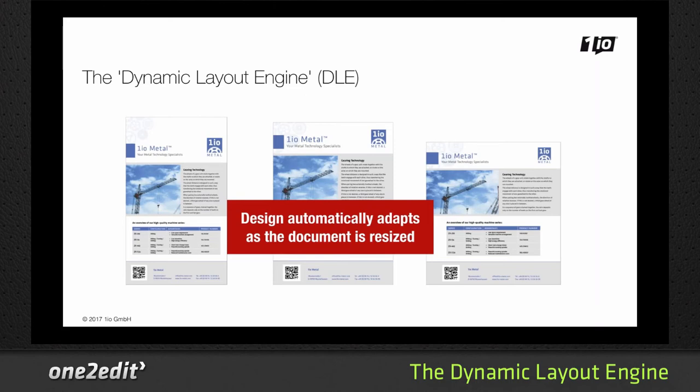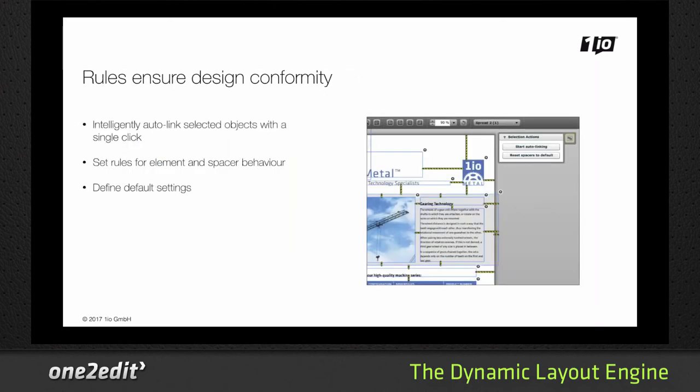So the dynamic layout engine itself uses rules to automatically adapt branding and design for a resized document. These rules are set up to define how the document elements and the spaces between those elements behave as the document is resized. For example, you can auto-link objects with a single click: you select objects, click auto-link, and then adapt those links to suit your own design guidelines. Rules can also be set for the elements themselves, and the default values for all rules can be defined up front to further simplify the setup process.